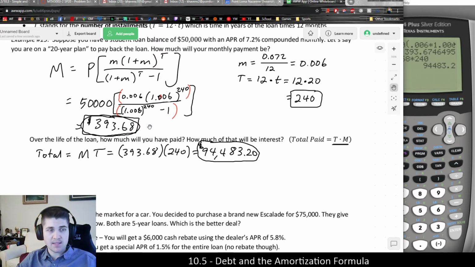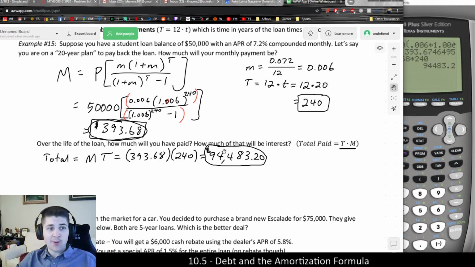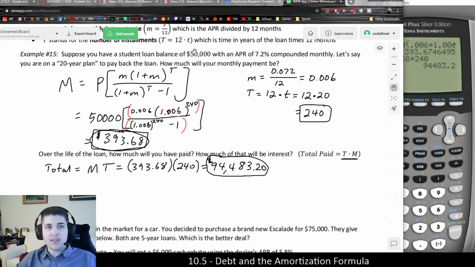minimum monthly payments. And that number can be quite startling if we think about it, because if I look at how much I borrowed for my student bills, I started by borrowing $50,000. What I really ended up paying over the entire course of the loan was 94,000.